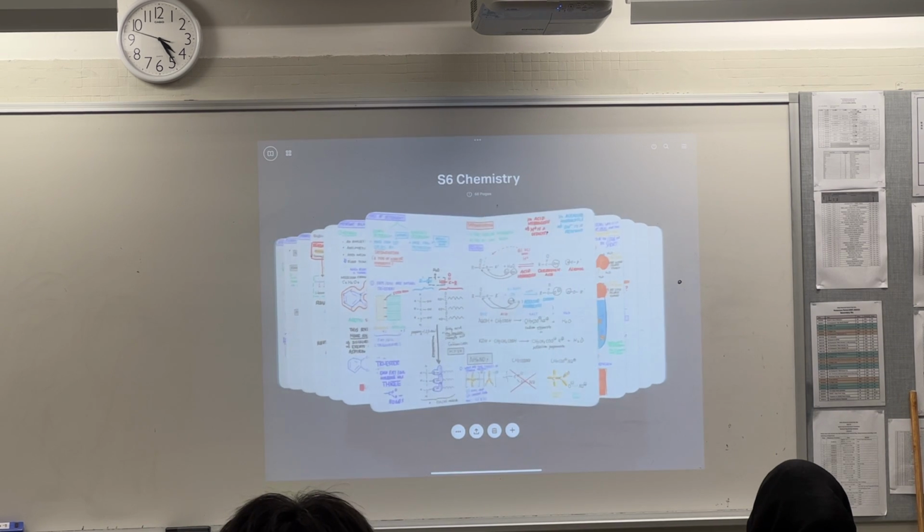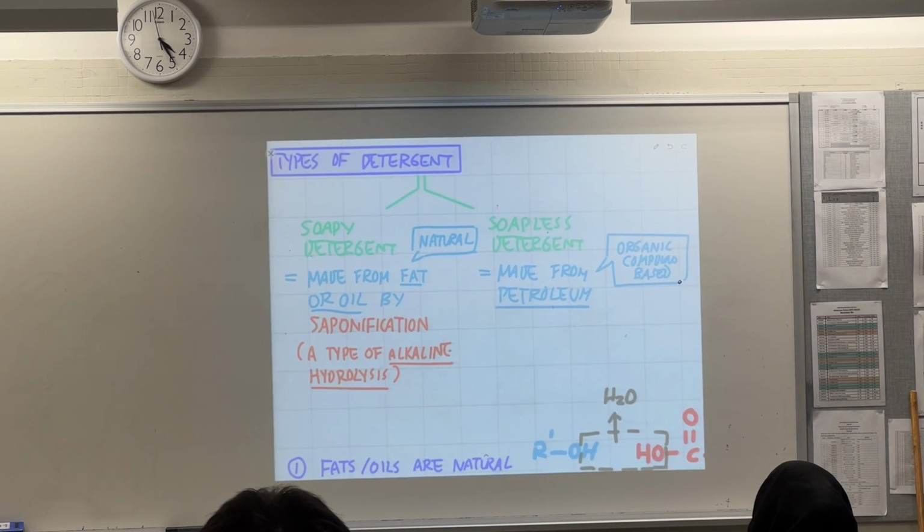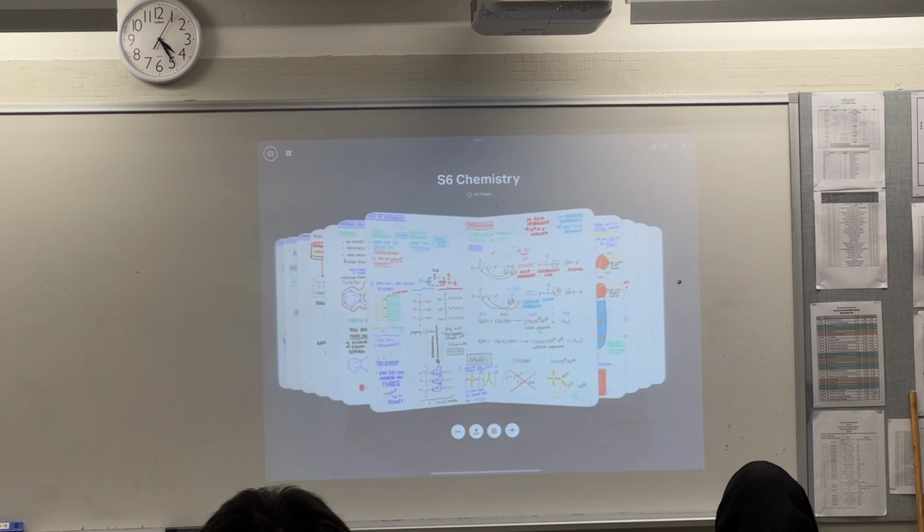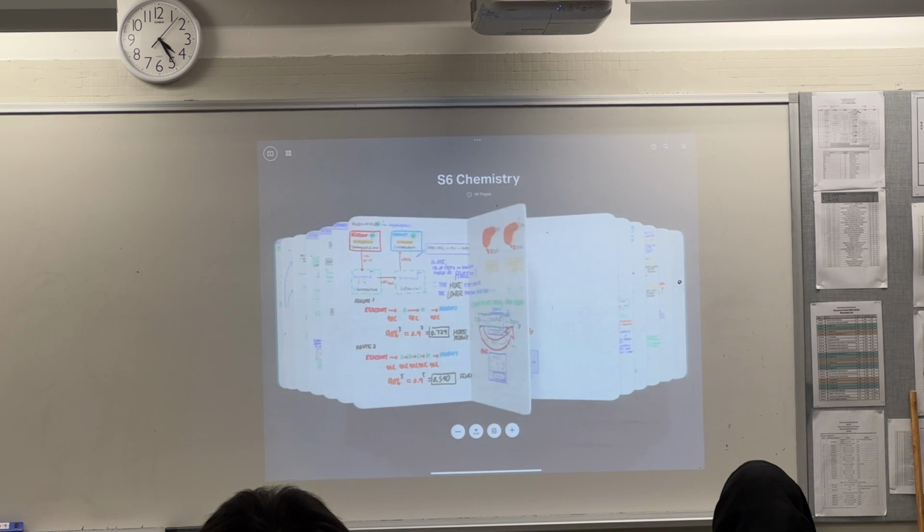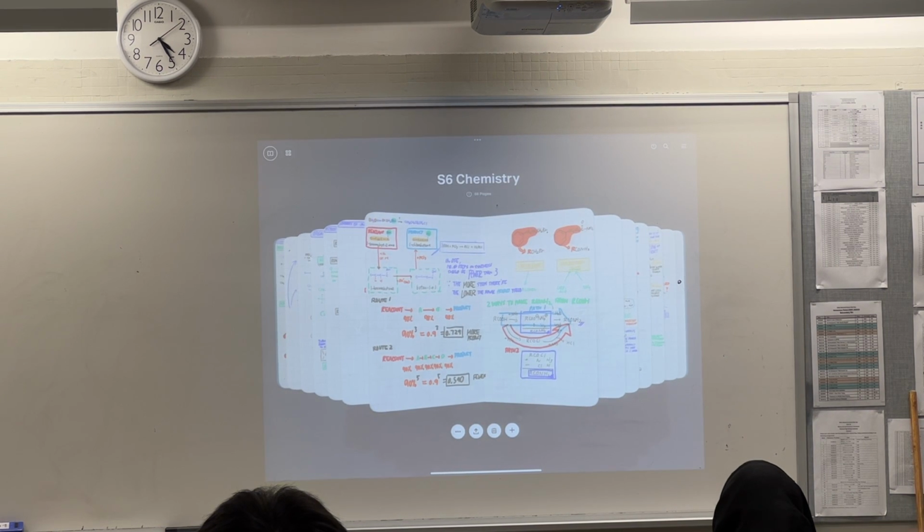What have you learned in this chapter? You learned about soap, the making of soap. There are two types of detergent, soapy detergent and soapless detergent. Soapy detergents are made from fat and oil. Soapless detergents are made from petroleum. We also learned about aspirin, the painkiller, which has what other properties? Blood thinning. Yeah, blood thinning. What if you are having a fever? It can also have antipyretic property, meaning it fights fever.